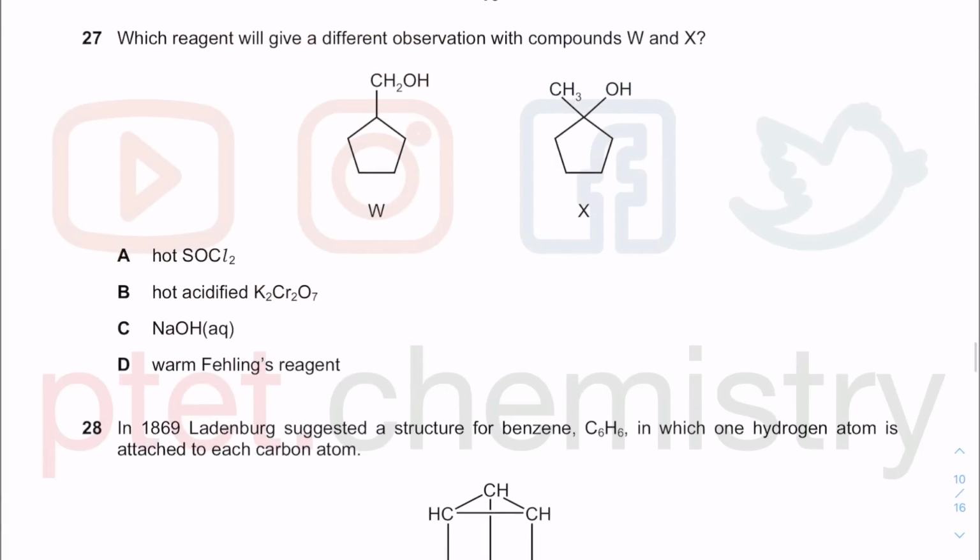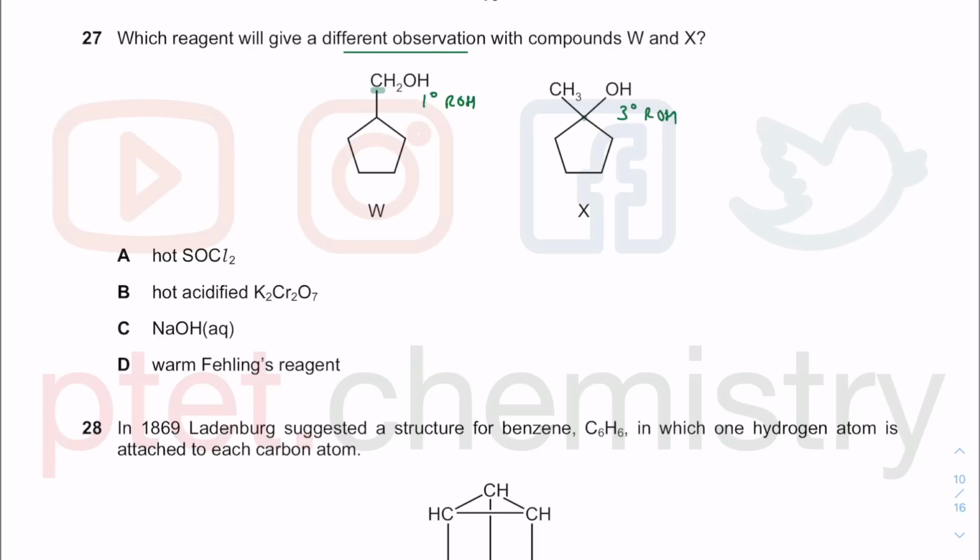Question 27, which one will give you a different observation? A different observation could mean a different reactivity. What we have here is this carbon with the OH, bonded to one other carbon. This is a primary alcohol. And this carbon with the OH for X is bonded to 1, 2, and 3 carbons. So this is a tertiary alcohol.